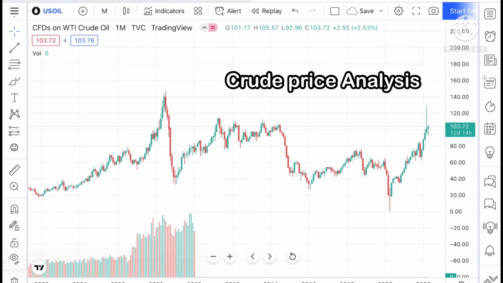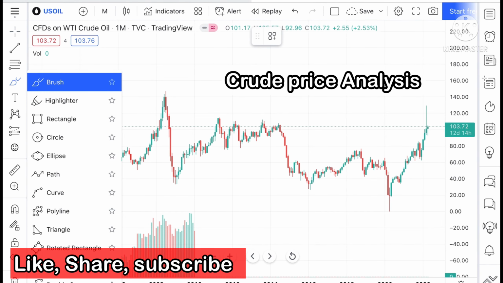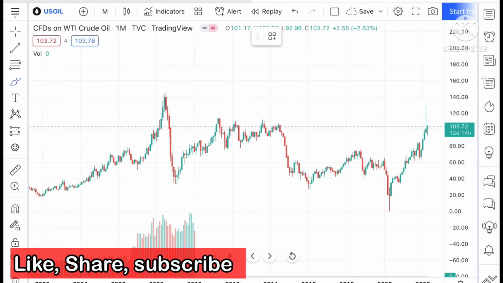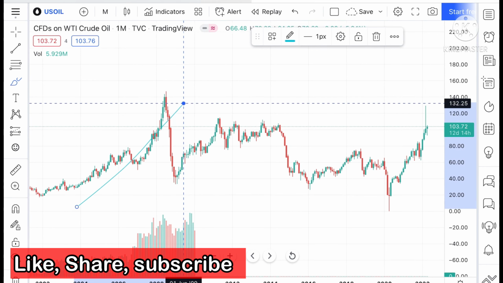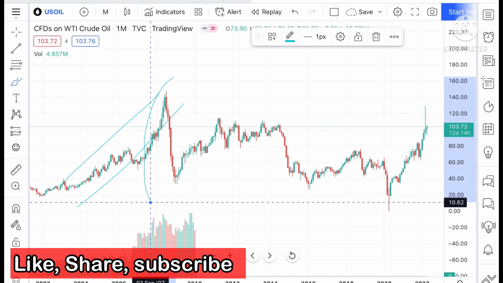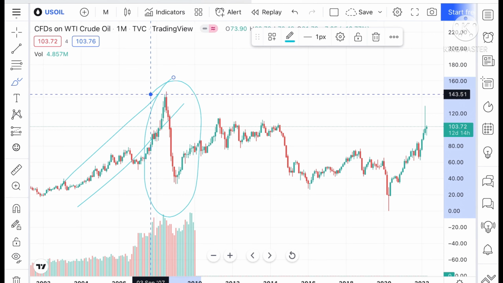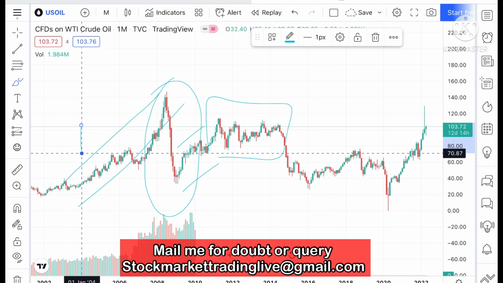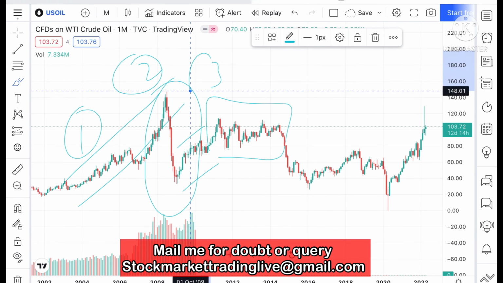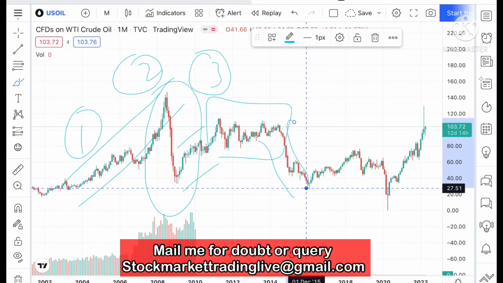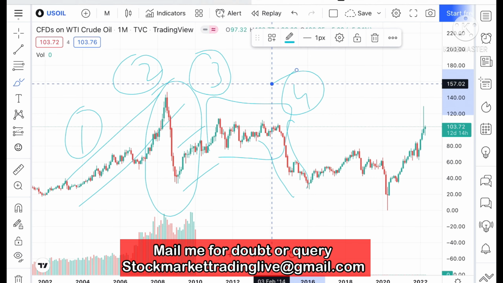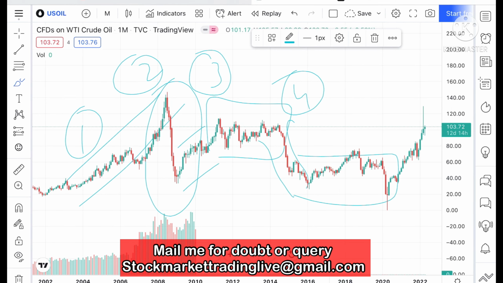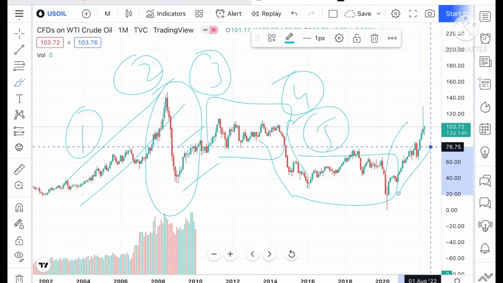See, if you look at the chart of crude, since 2004 we have seen an upside. After that we have seen a sharp fall. Okay, after this particular range has moved upside, and this is the range, first, second, third phase. Okay, after that we have seen again at a fourth phase a downfall. From there we have seen a range, fifth phase, and now we have seen an uptrend.